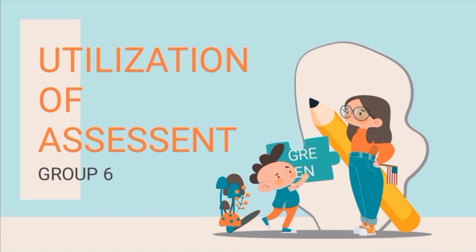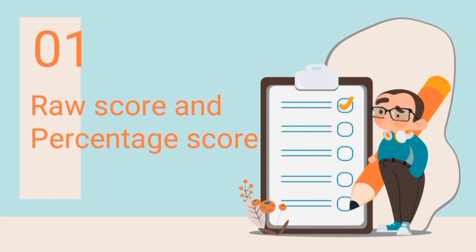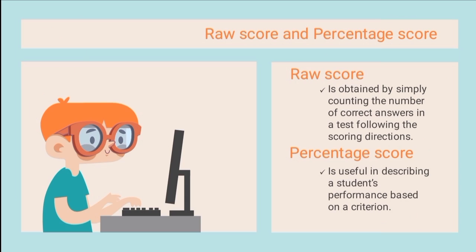And there are types of test scores. So let's proceed to the first types of test scores: raw score and percentage score. So what is raw score? Raw score is obtained by simply counting the number of correct answers in a test following the scoring directions.